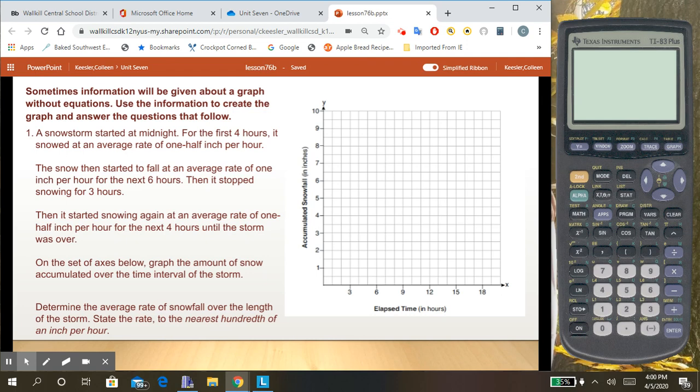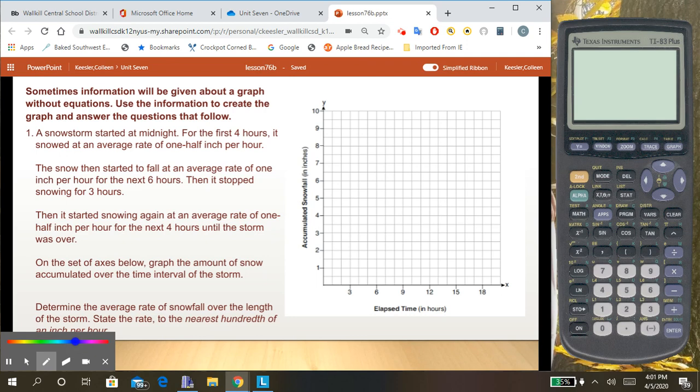A snowstorm started at midnight. For the first 4 hours, it snowed at an average rate of 1/2 inch per hour. The snow then started to fall at an average rate of 1 inch per hour for the next 6 hours. Then it stopped snowing for 3 hours. Then it started snowing again at an average rate of 1/2 inch per hour for the next 4 hours until the storm was over. On the set of axes below, graph the amount of snow accumulated over the time interval of the storm. So let's start by rereading and graphing as we get some information.